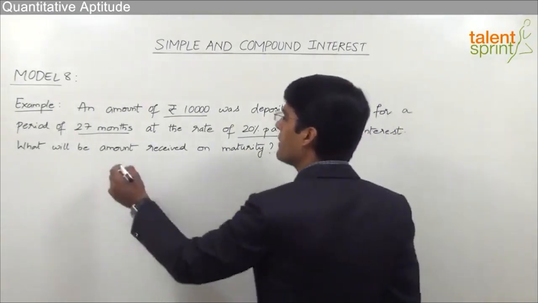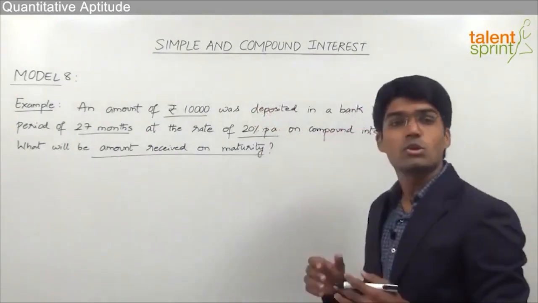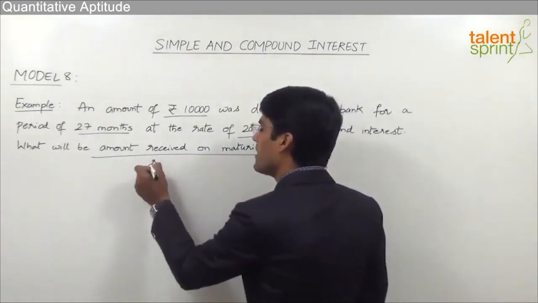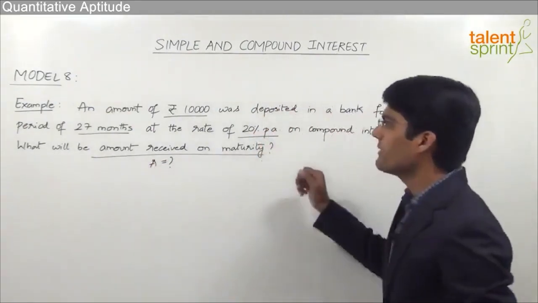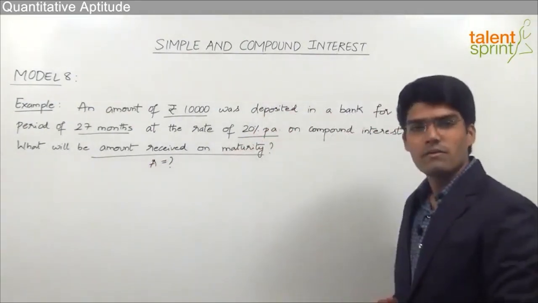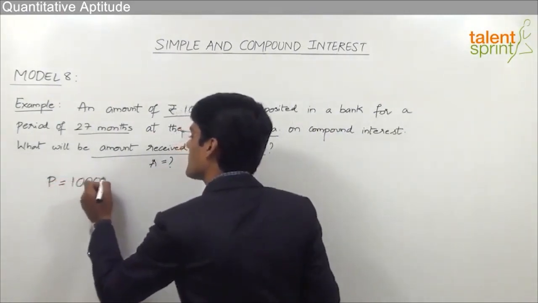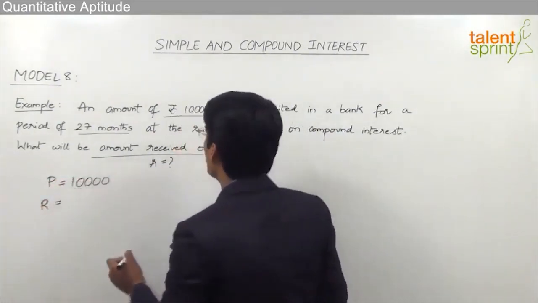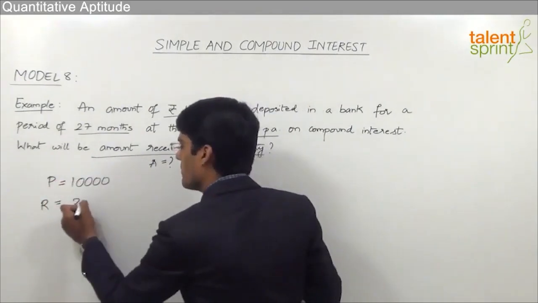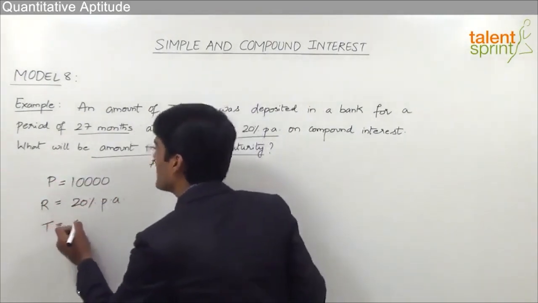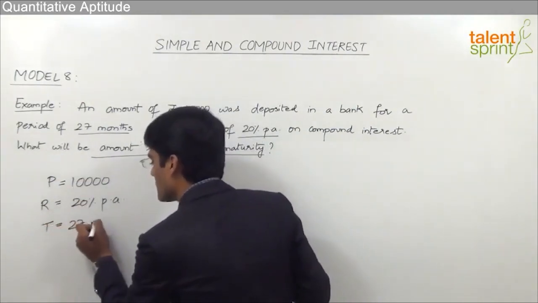So the amount received on maturity will be nothing but the total amount, that is principal plus interest. So here we need to find out what will be the total amount for the given principal, time and rate of interest. So the principal here is equal to 10,000. The rate of interest is 20% per annum and the time period is given as 27 months.